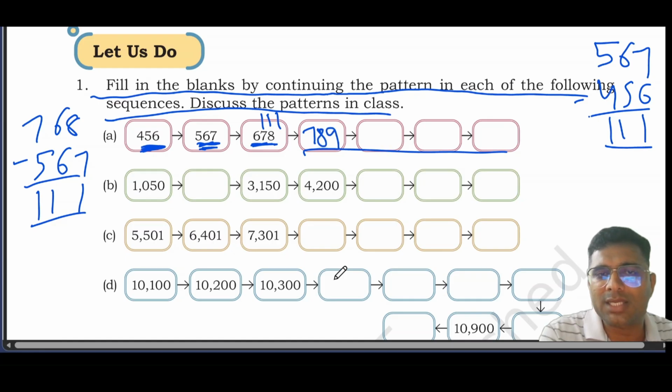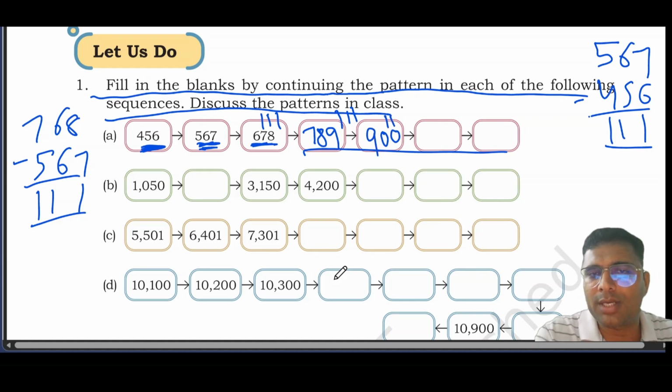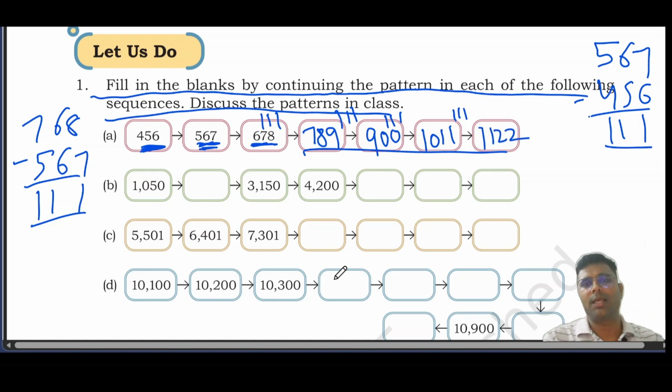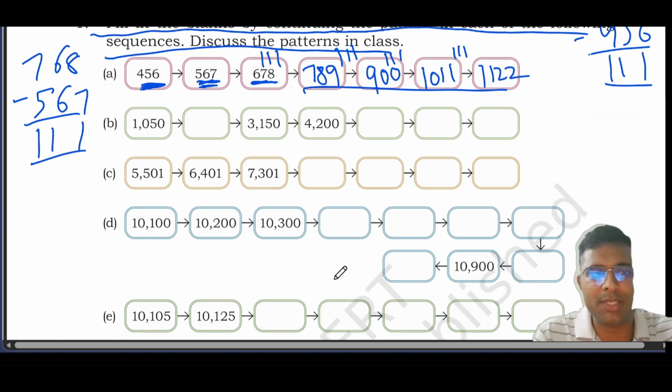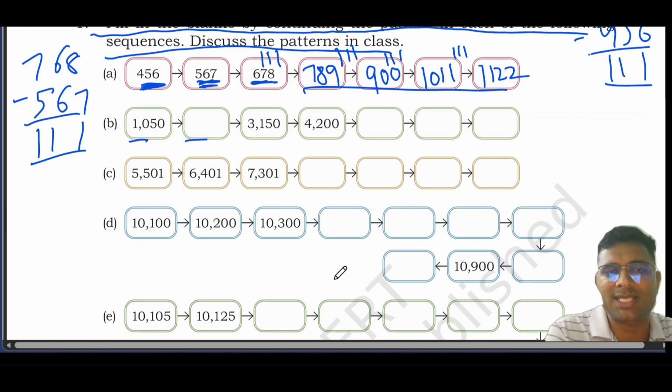So to get the next number, again you will add 111. 9 plus 1 is 10, 8 plus 1 is 9, and 7 plus 1 is 8. So again when you add 111 to this, you will get 1011, again 111, you will get 1122.